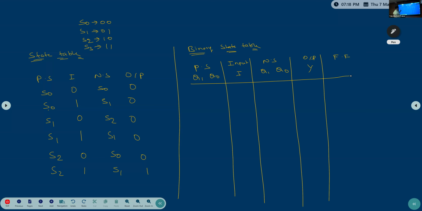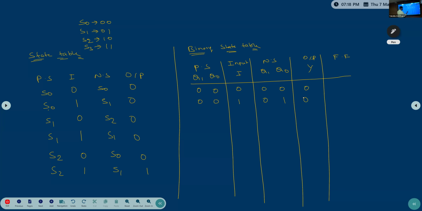So now, in place of S0, what do I need to keep? I need to keep 0, 0. 0, 0, 0, 0, two cases are there. 0 or 1 input. Yes or no? 0 or 1. So then what am I getting? Next state also 0, 0. This is also 0, 0. Here, next state is 0, 1. 0, 1. Okay, outputs are here also 0, here also 0.